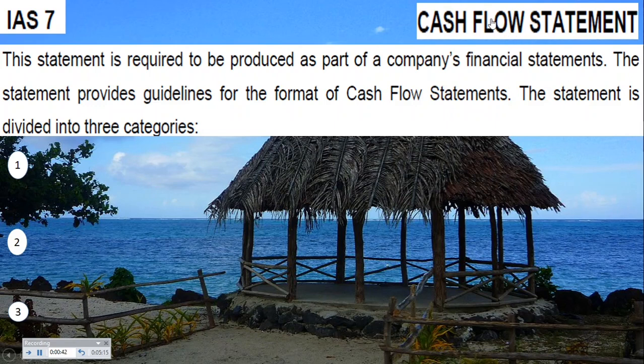The statement is divided into 3 categories. So cash flow statement is a part of a company's financial statements. It is stated by the International Accounting Standards Board in number 7. So in order to prepare your cash flow statement, it is divided into 3 categories. You have 1 to 3 here.